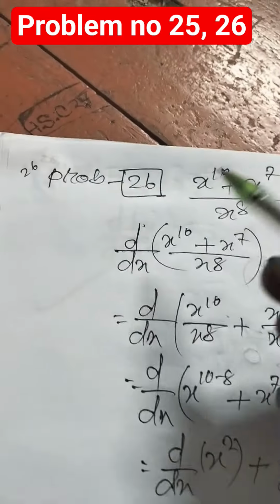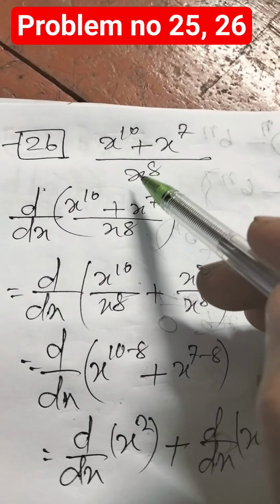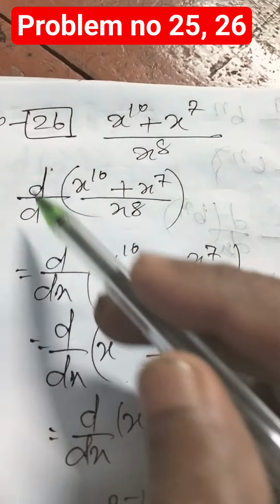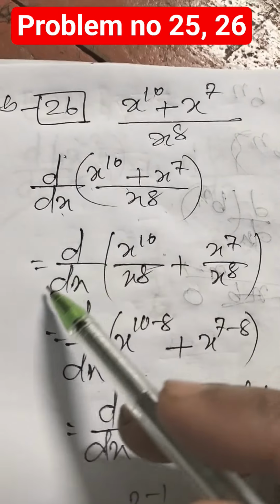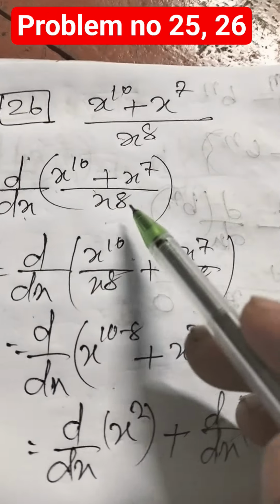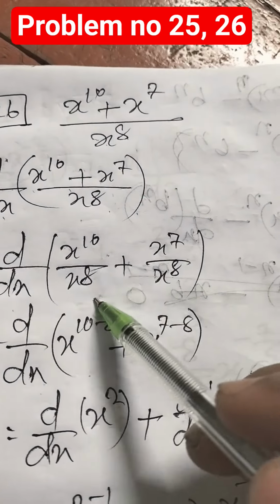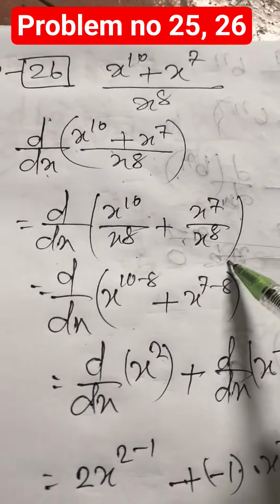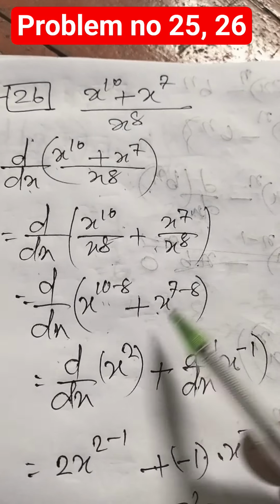Next problem, number 26: x to the power 10 plus x to the 7 over x to the power 8. So d/dx of x to the 10 plus x to the 7 by x to the power 8 equals d/dx of, separate, we will separate the numerator over the denominator: x to the 10 by x to the power 8 plus x to the 7 by x to the power 8. So d/dx of x to the power 10 minus 8 plus x to the power 7 minus 8.